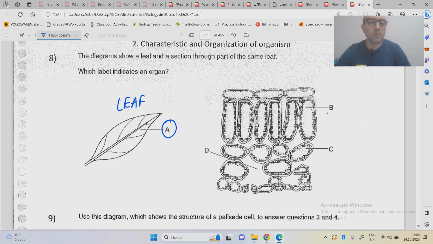But in this picture, B and C are just cells. It's a cell, and this is also a cell. B is a palisade cell. C is a sponge cell. D is an air space. We are calling this area an air space. These are guard cells with stoma.